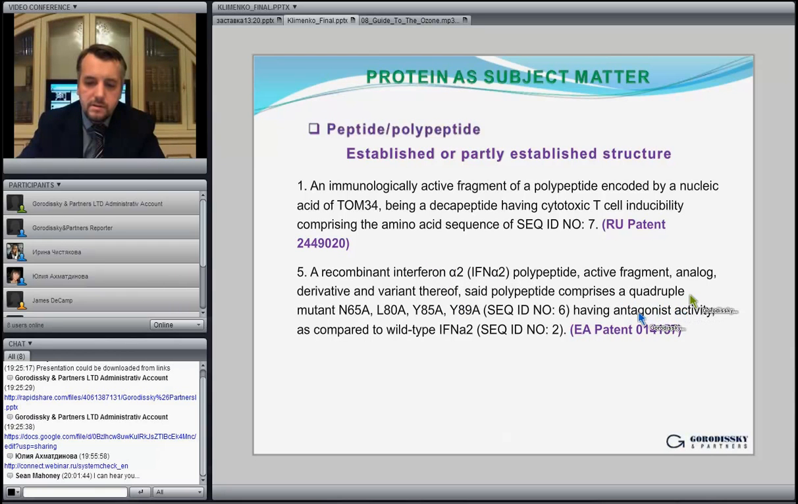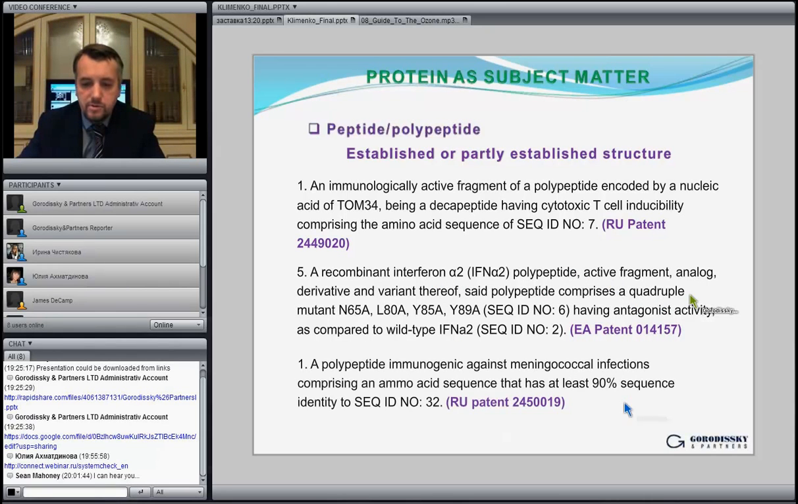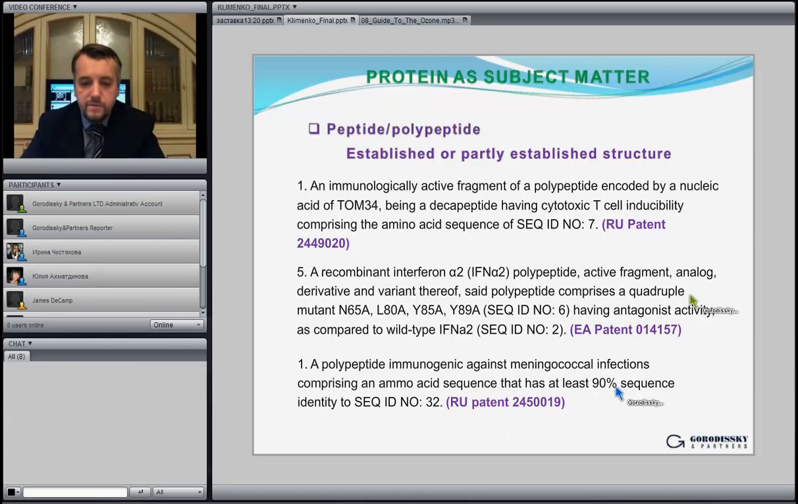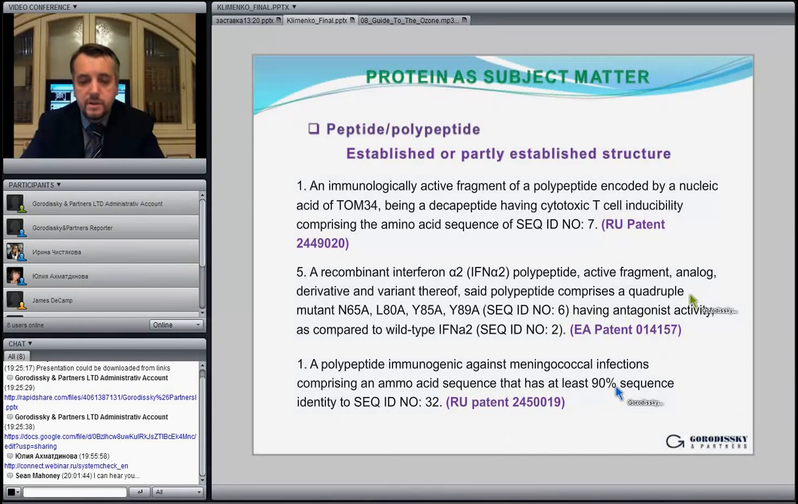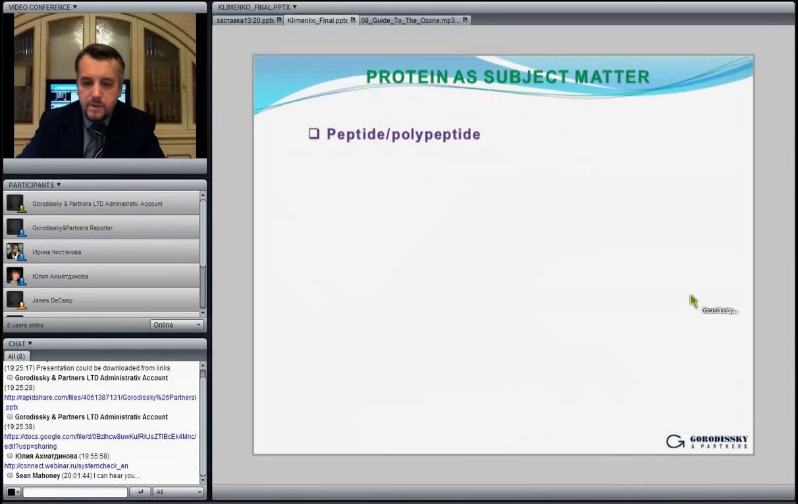Its function is that it has an antagonist activity compared to the wild type interferon, and then the rest of the claim is explanation of what it actually consists of in structural terms. And the third example is an antigenic peptide against meningococcal infection, and here we define the function, and we define the structure through the percent identity to some central sequence which presumably the applicant has confirmed the invention.